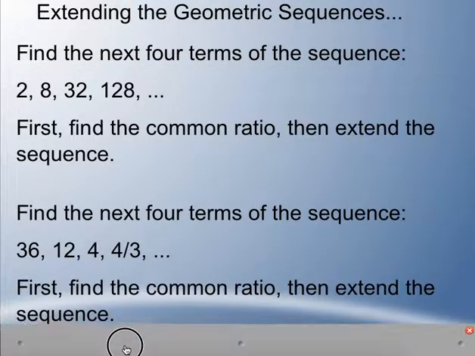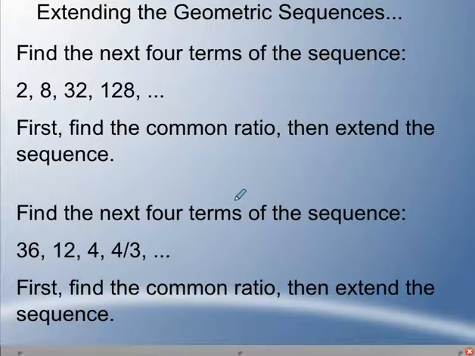Now, if we want to extend them, we have to know what the ratio is and then just continue working with that ratio. So like from 2 to 8 to 32 to 128, find the next 4 terms. Well, looks like we are multiplying by 4 here between. So I would say 128 times 4 would give me 512.